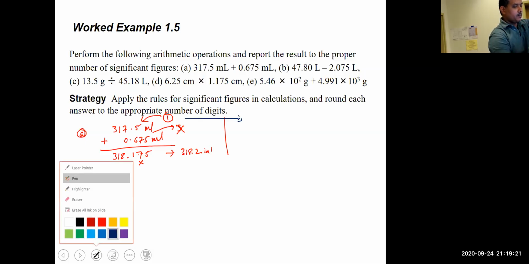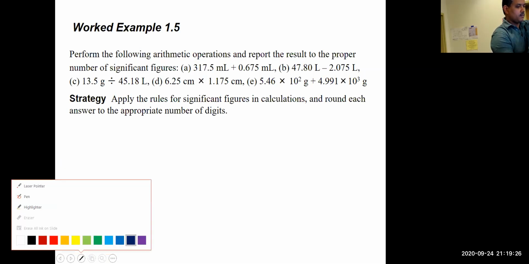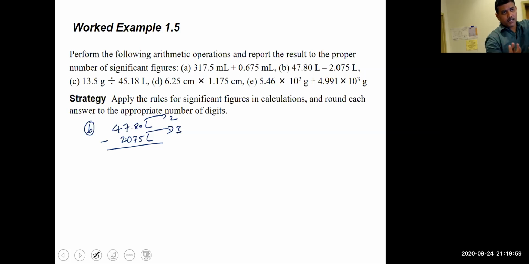Second problem. B. Problem B says that please subtract. Again, we are going to use the same rule that we just used. 47.80 liters minus 2.075 liters. One of the numbers has 2 decimal places and this number has 3 decimal places. So my answer should only have 2 decimal places because I'm performing subtraction.